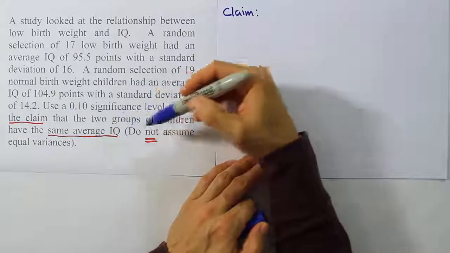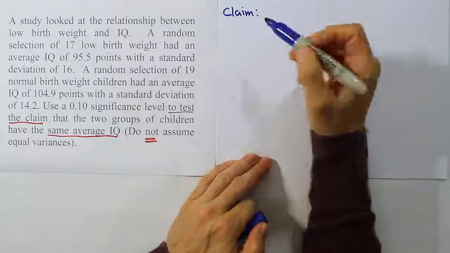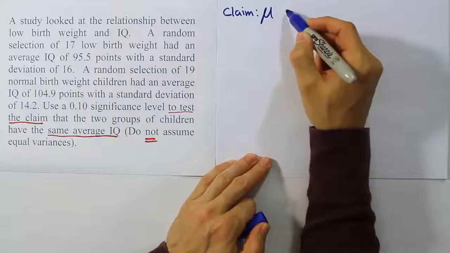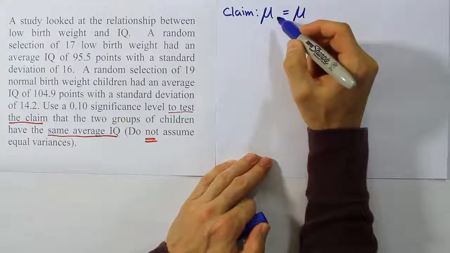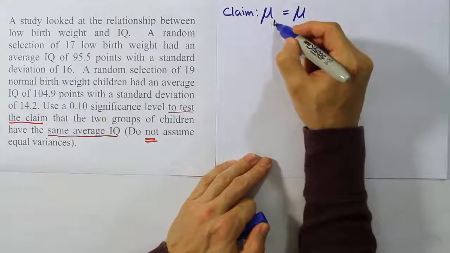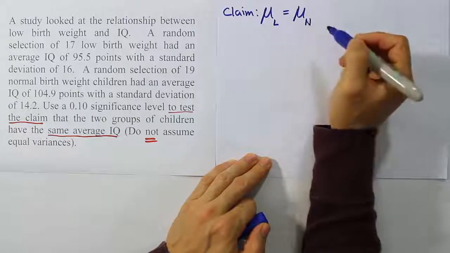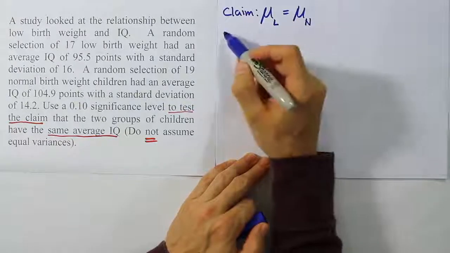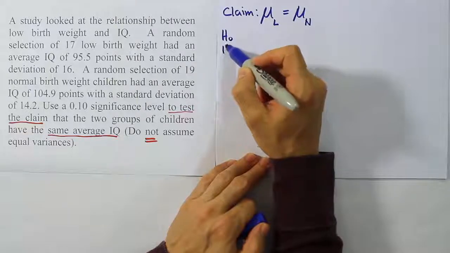Okay, so test the claim the two groups of children have the same average IQ. That means the mean for the first group is equal to the mean for the second group. And of course, the two groups are low birth weight and normal birth weight. So you use L and N as subscripts. H0, HA.